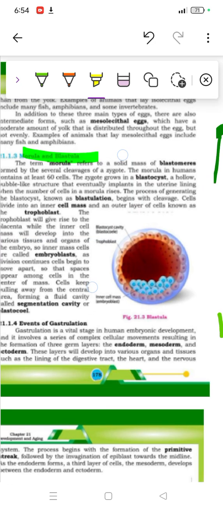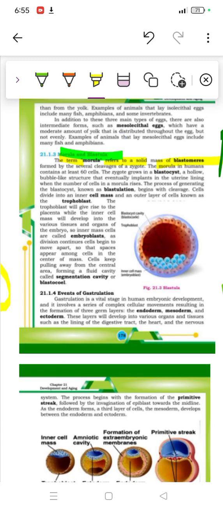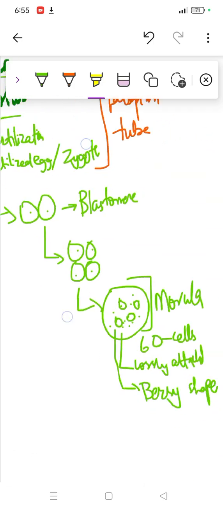So let's see. The term morula refers to a solid mass of blastomeres. As I mentioned, one blastomere, then two, then when they combine, 60 of them, quite loosely, they form this structure, the morula, formed by several cleavages of the zygote. As I mentioned, cleavage is mitosis of the zygote, which is also the fertilized egg. The morula in humans contains 60 cells. They grow into the blastocyst, a hollow bubble-like structure which eventually implants in the uterine lining when the number of cells in the morula rises. The morula is written till here, and I'm sure it will be clear.